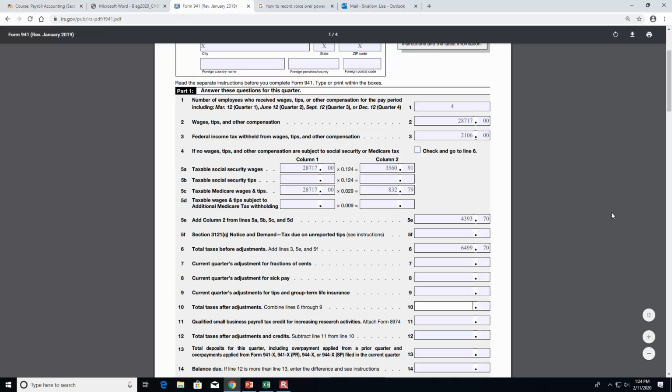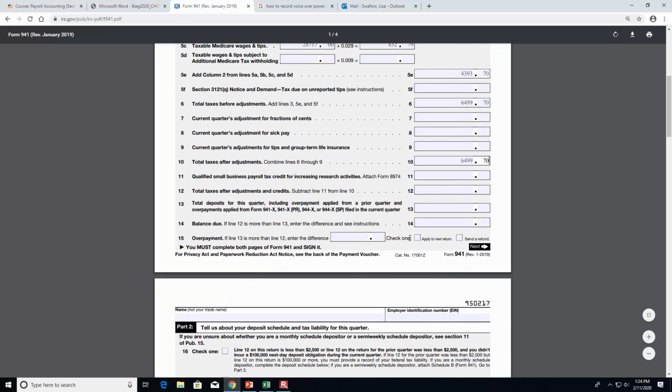Combine lines 6 through 9. And we're not going to have any of these. I'm just going and reading instructions. Anything that I don't know what the heck it is, I'm just going to pray that Lisa's going to stay true to her word and keep this a simple payroll tax return. I'm going to just skip over it.